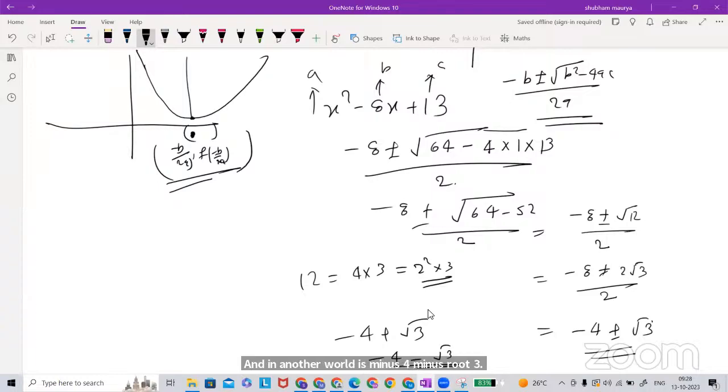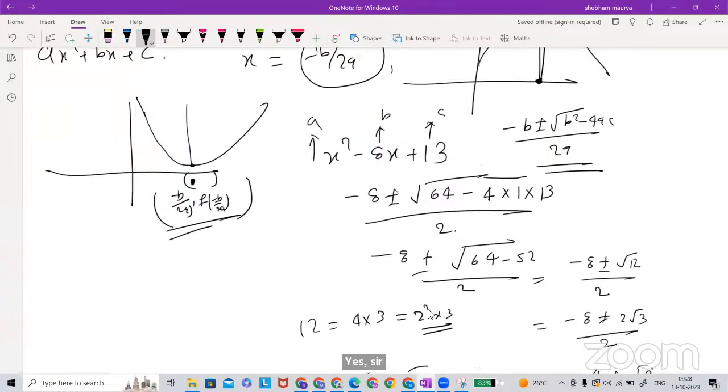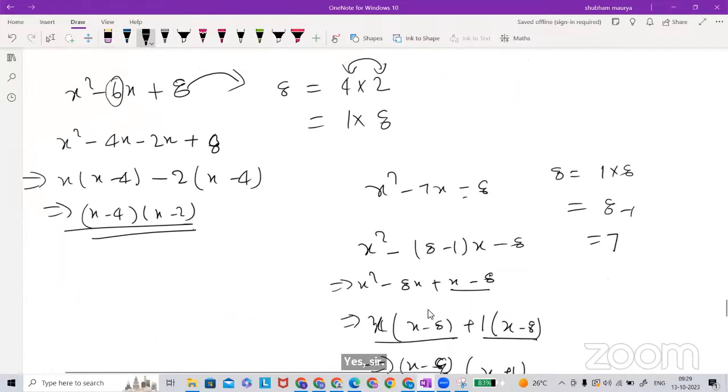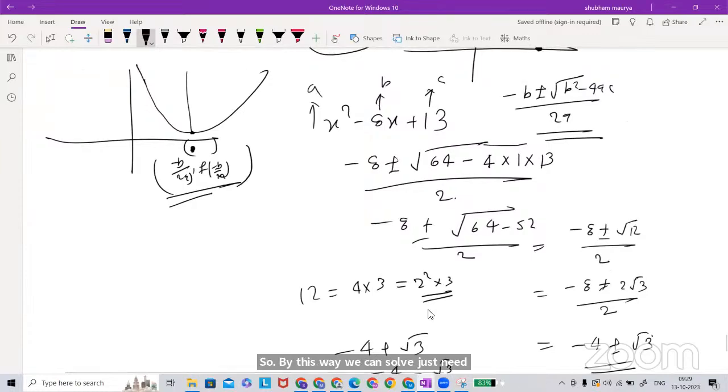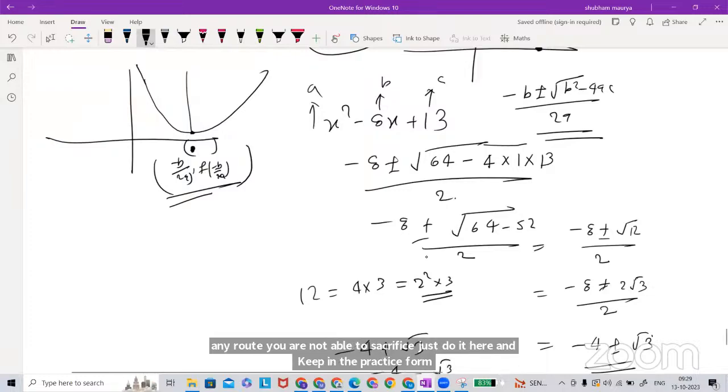Yes, sir. In this way, we solve one problem on the quadratic. We just discussed that. This formula is evergreen, you can say. If you are not able to factorize and not getting any root, just do it here and keep it in the factor form. Okay, sir. Thank you, sir.